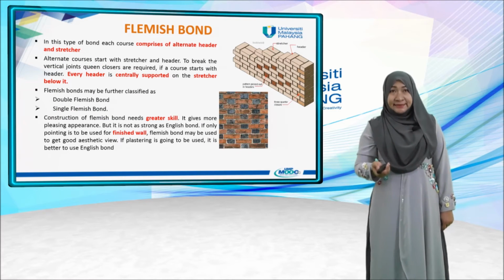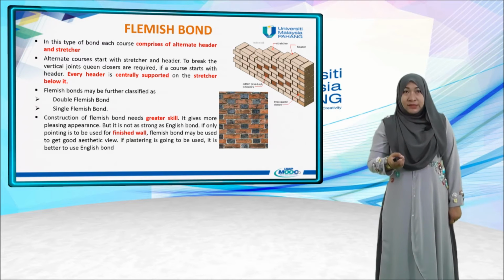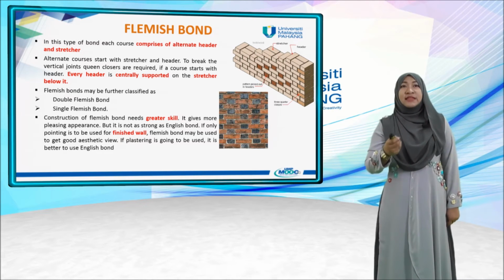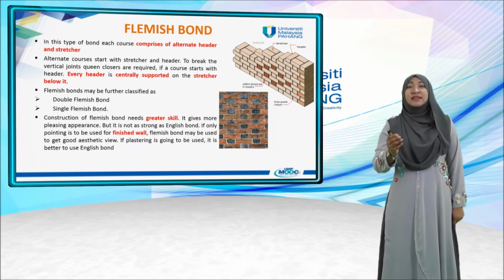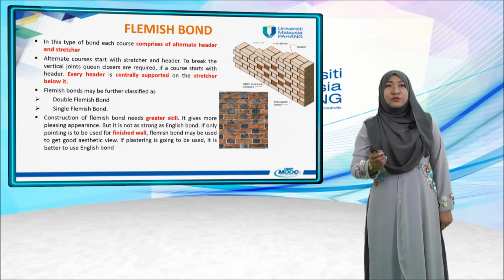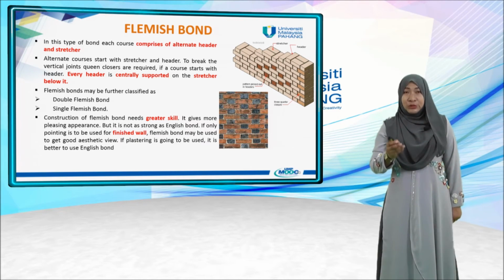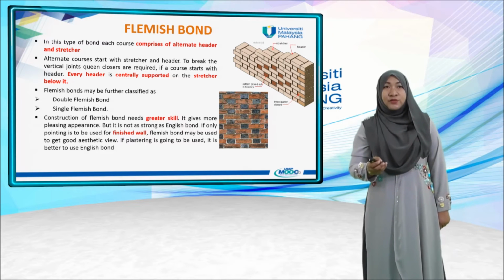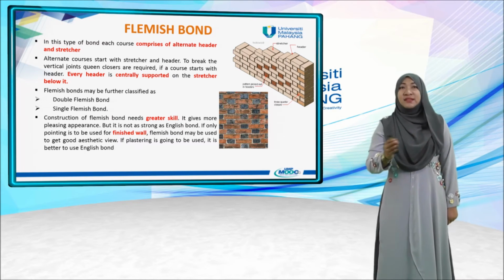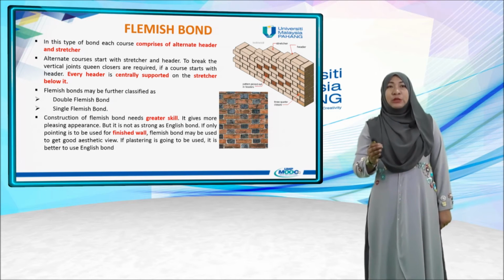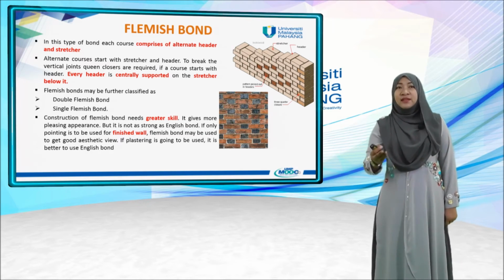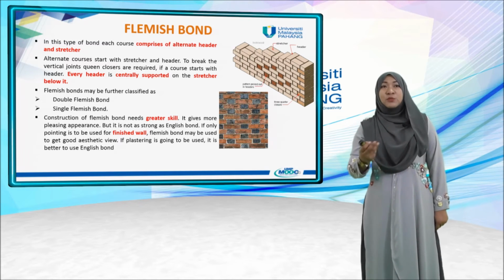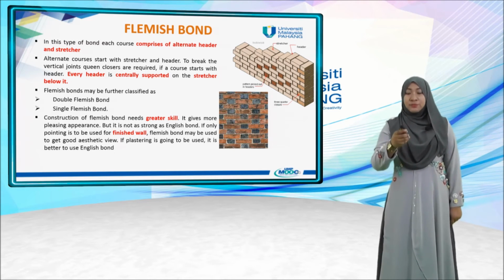And the last one is Flemish bond. This type of bond has courses comprised of alternate header and stretcher. Alternate courses start with stretcher and header. To break the vertical joints, queen closers are required. If a course starts with a header, every header is centrally supported on the stretcher below. As shown in the figure, Flemish bond may be further classified as double Flemish bond and single Flemish bond.